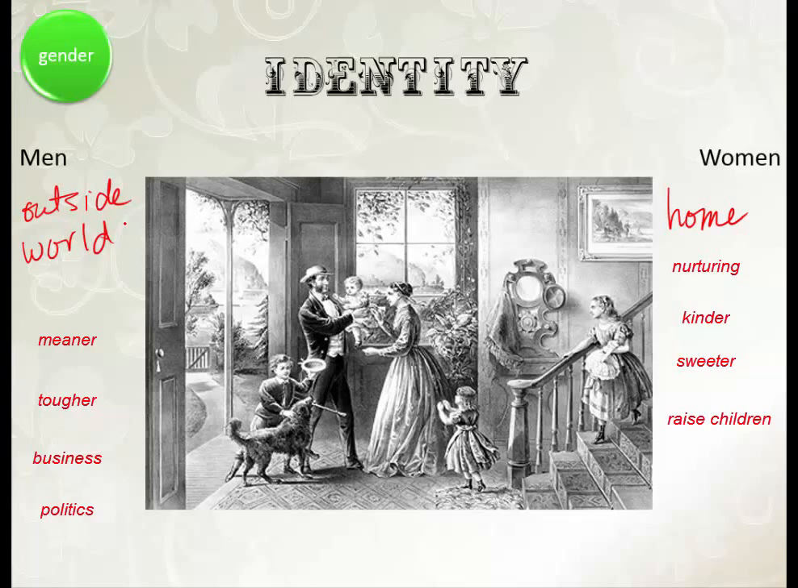Please pause the video and take a moment to analyze this image. What indications can you see that the author believes this family benefits from having the woman stay home?